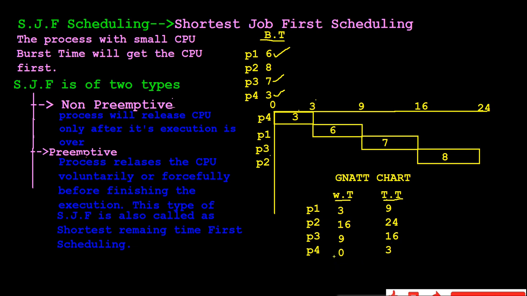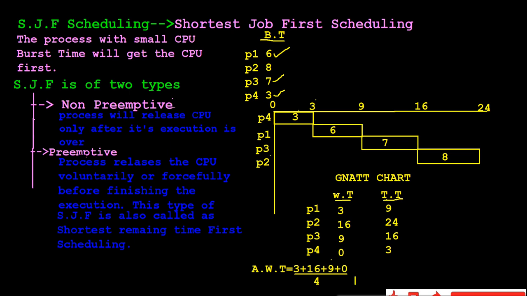So we can calculate the average waiting time from here. What is the average waiting time? Average waiting time will be 3 plus 16 plus 9, and plus 0 for P4. So the total number of processes is 4, so we divide the sum by 4. So how much will we get?